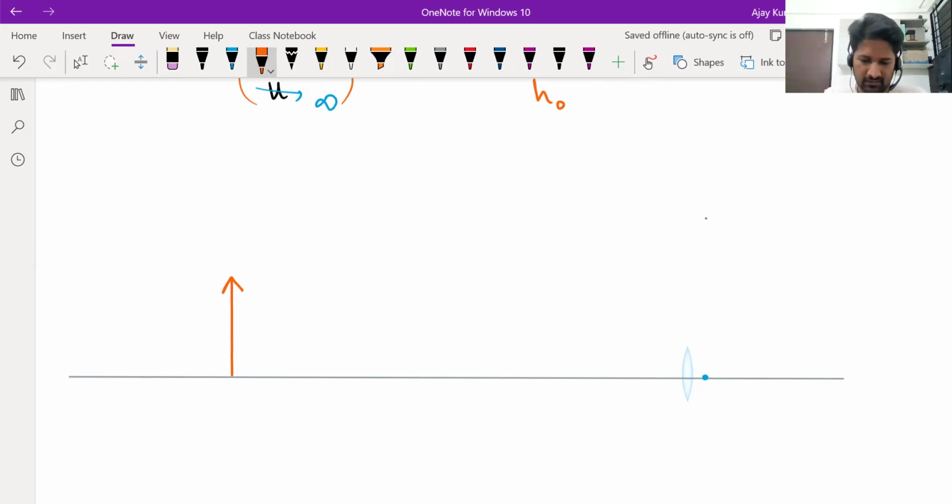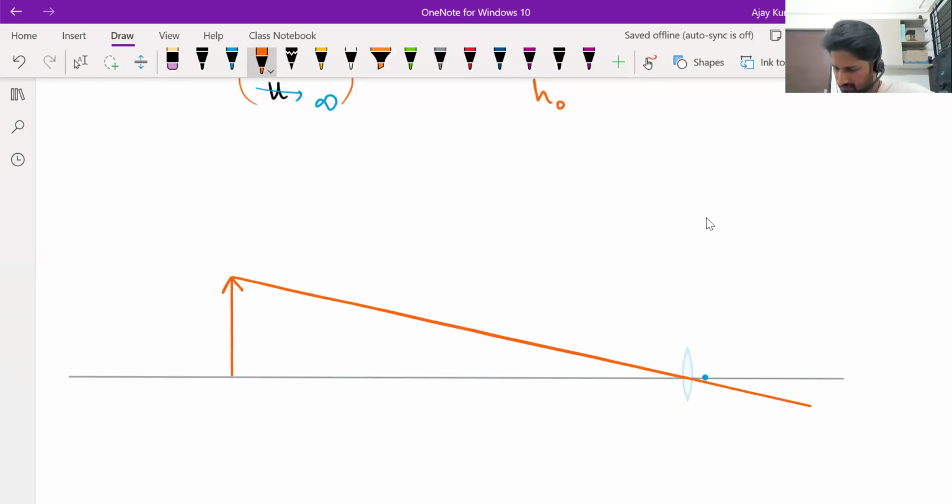We never did that. Now if you take a ray parallel to the principal axis, it won't even pass through the lens. That ray is useless for the ray diagram. So in case of a telescope or a far away object like this, what we do is we take one ray straight towards the optical center. This one. And it will pass without any deviation, and we know it.